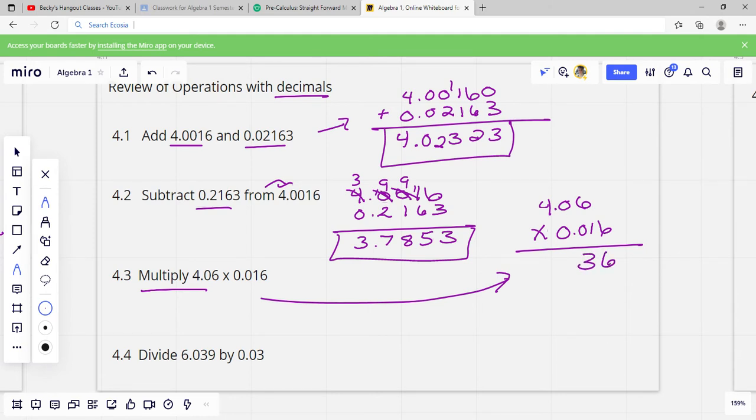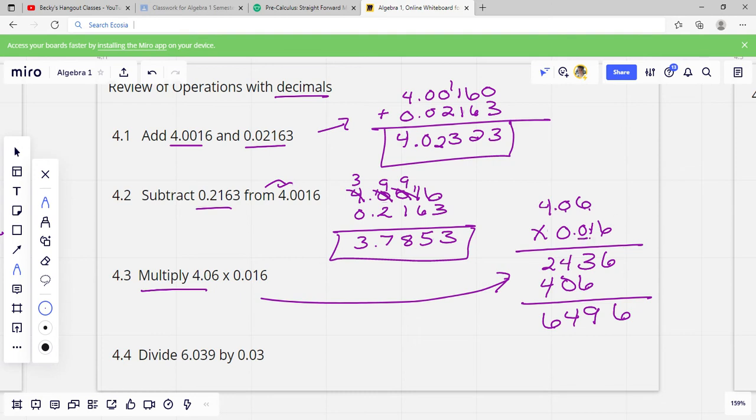6 times 4 is 24. Okay, then right here I've got 1 times 6 is 6, 1 times 0 is 0, 1 times 4 is 4. Then I'm going to add these. 6 and 3 is 9. 4 and 0 is 4. 2 is 6. Then I count up my decimal places.